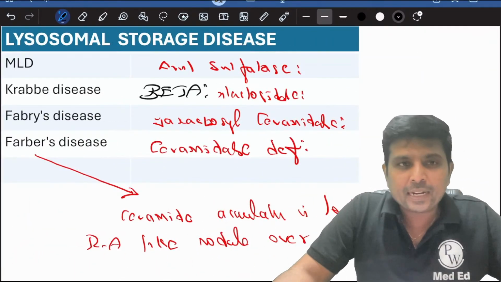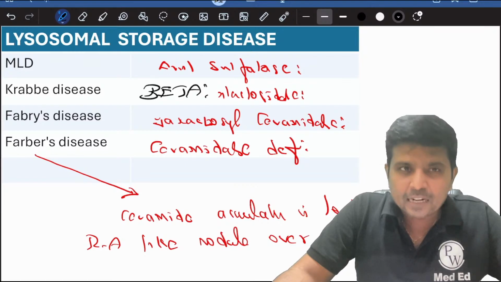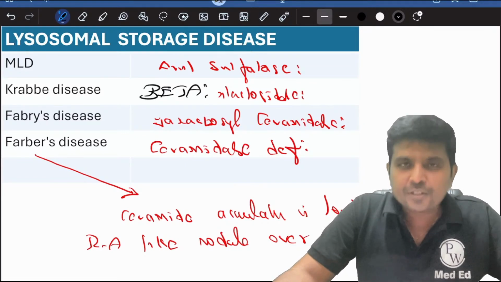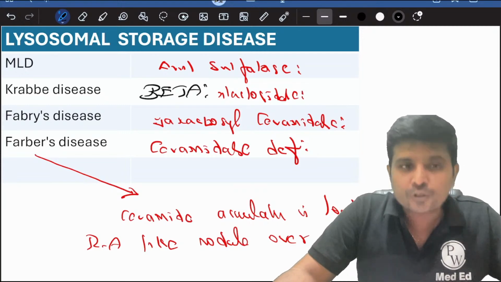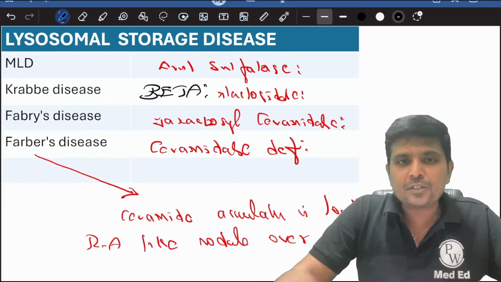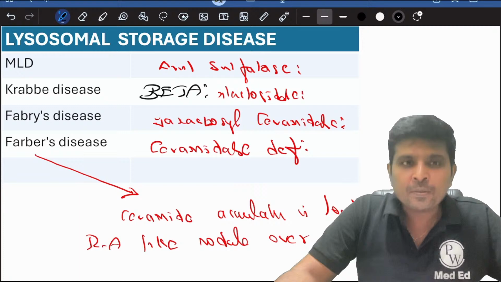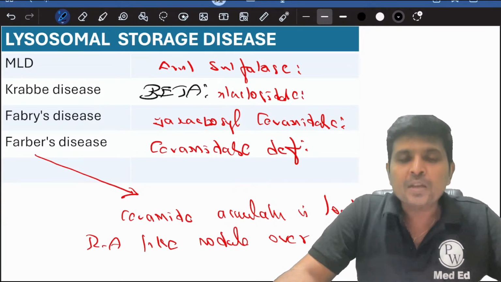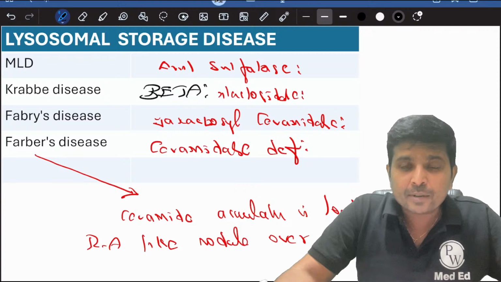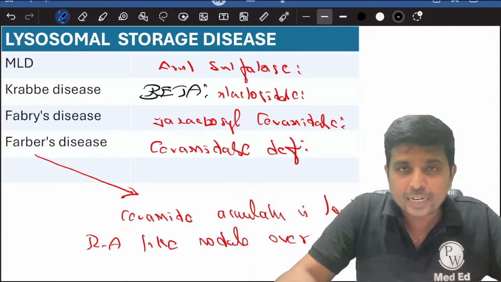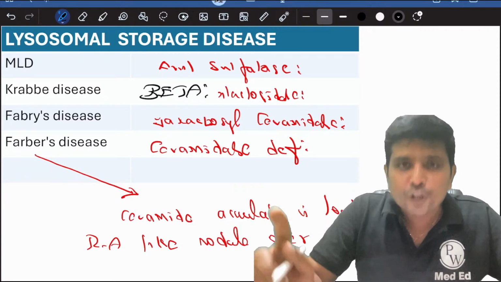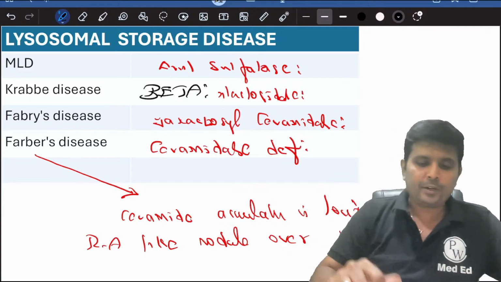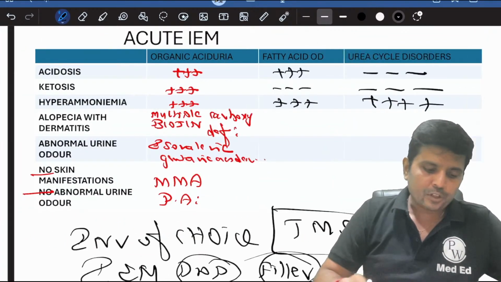Okay, metachromatic leukodystrophy is characterized by arylsulfatase deficiency. Krabbe disease is characterized by beta-galactosidase deficiency. Fabry's is characterized by alpha-galactosidase deficiency, and Farber's disease is characterized by ceramidase deficiency. Farber's disease is characterized by ceramide accumulation over the joints leading to rheumatoid-like nodules in the body. Very, very important. Rheumatoid-like nodules in the body.